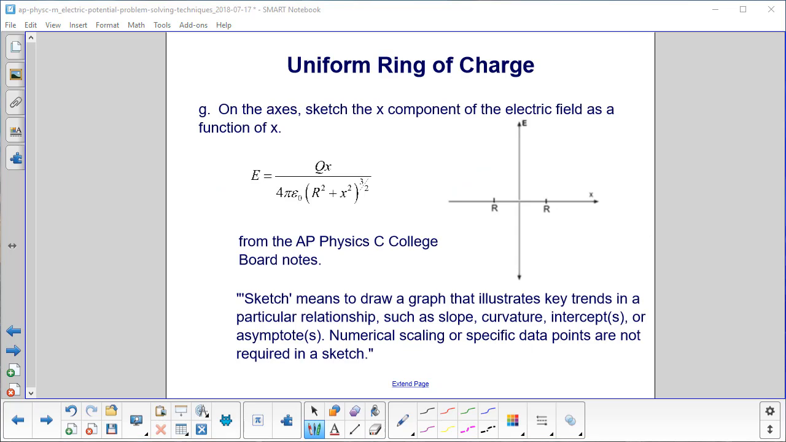On the axes, sketch the x component of the electric field as a function of x. Now, what does the word sketch mean? Well, from the AP Physics C College Board website, they tell us that sketch, and this is a quote, means to draw a graph that illustrates key trends in a particular relationship, such as slope, curvature, intercepts, or asymptotes. Numerical scaling or specific data points are not required in a sketch.